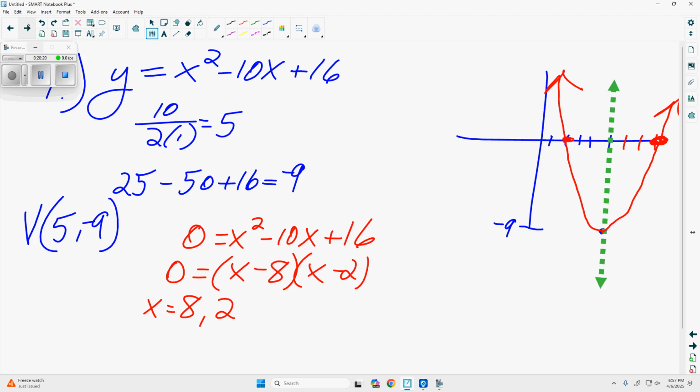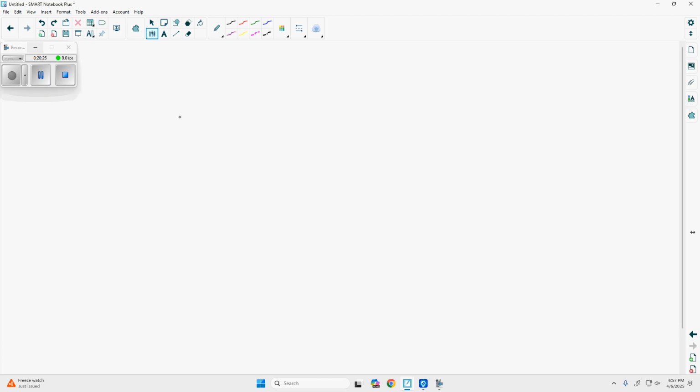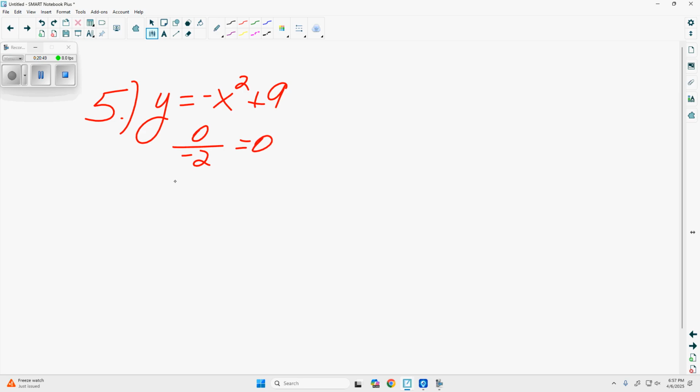3, 2, 1, click over. Okay, let's do number 5. So number 5 is y equals negative x squared plus 9. Oh, okay. So let's do it. Negative b over 2a. So it's 0 divided by negative 2, which is 0. Okay. So then I plug in 0, which means that the vertex is going to be 0 across, but 9 up. 0 across, but 9 up.